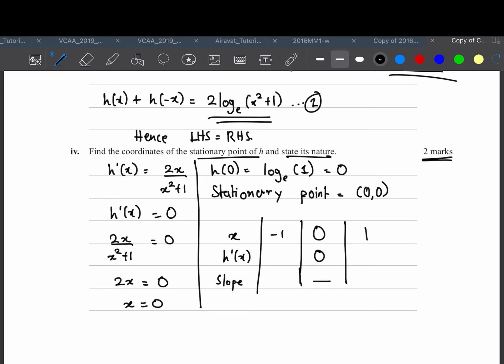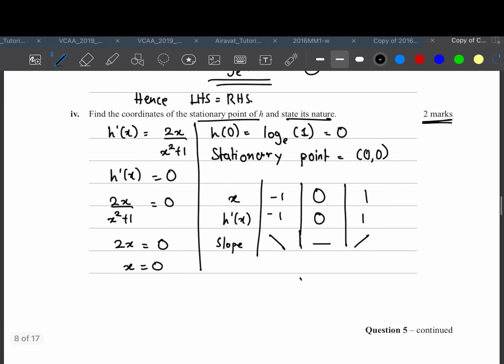Now what happens at x equals -1? If I substitute x equals -1 in h dash of x, it's going to give us -2 on 2, which is just going to equal -1. So our slope is going to be negative. And if I substitute 1 in h dash of x, it will give us 2 on 2, which is again just going to be a positive slope. So now we can easily see that it's going to be a minimum point, right? It's going to be shaped like this, so it's a minimum point.